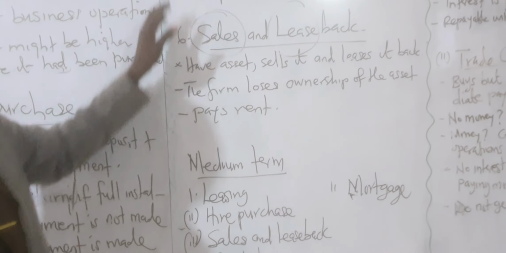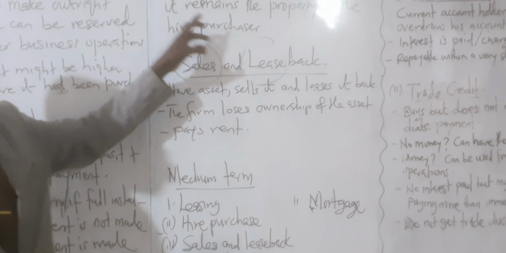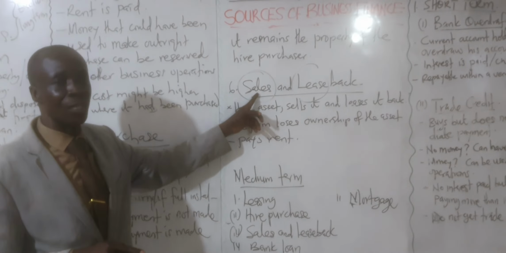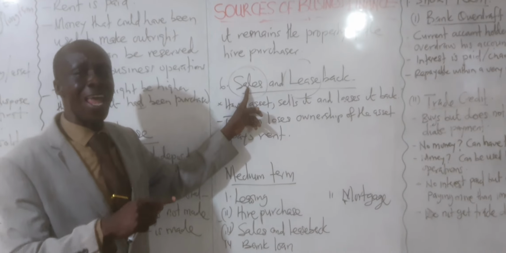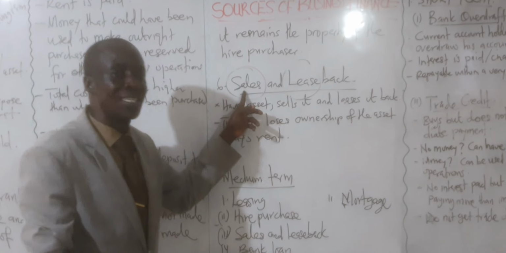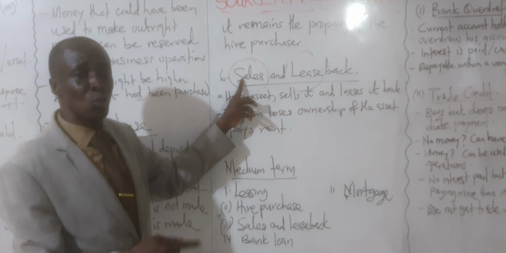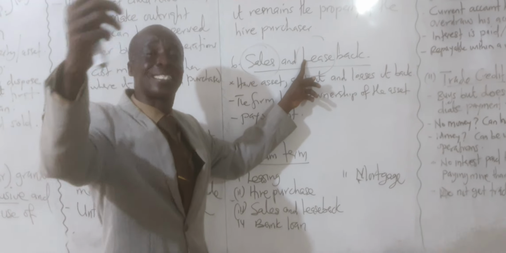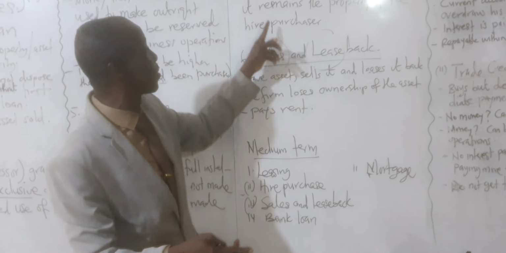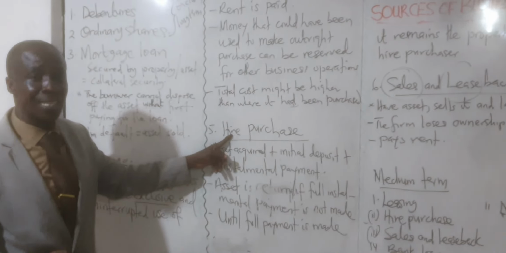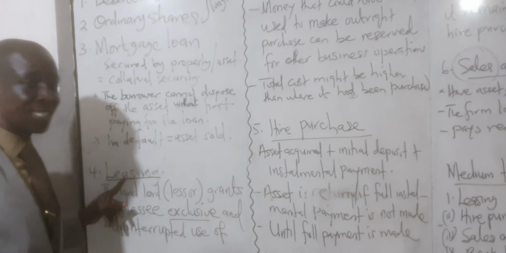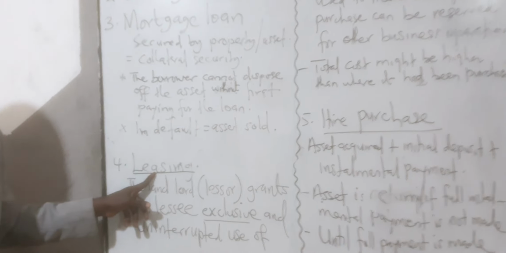So that is for the long-term sources of finance. Remember, all these things we have talked about. If the period exceeds 5 years, say you sold to the person and you lease it back, and the person gave you 6 years or 10 years, then it is long term. If it is hire purchase and it is more than 5 years, it is long term. If it is leasing and it is more than 5 years, it is long term.